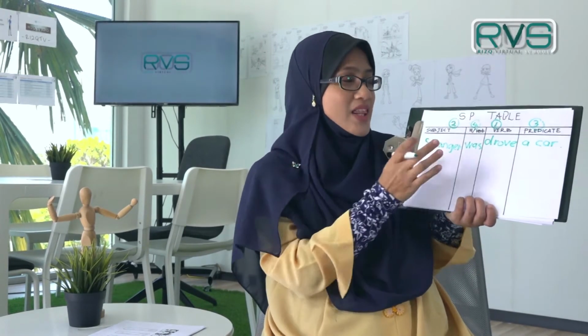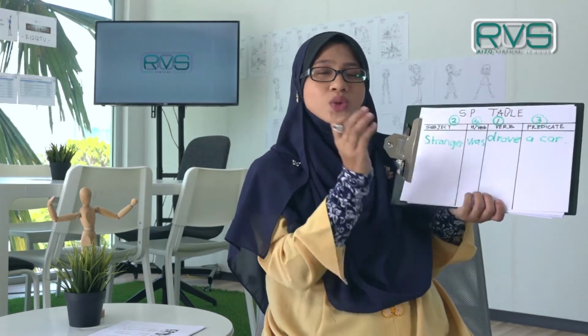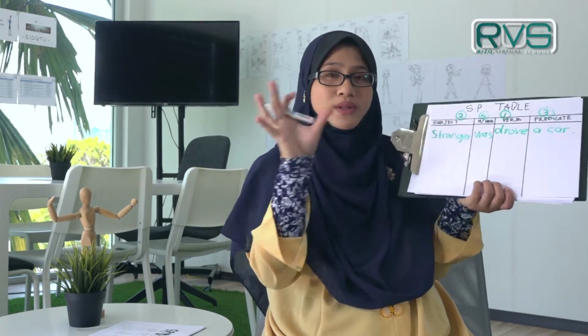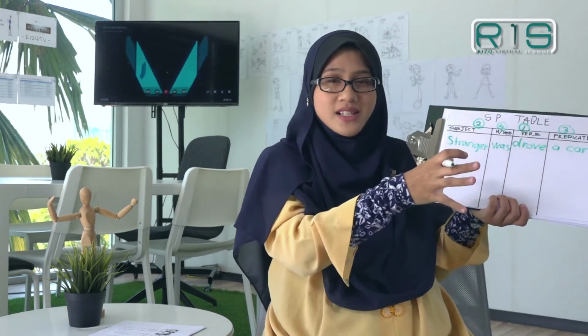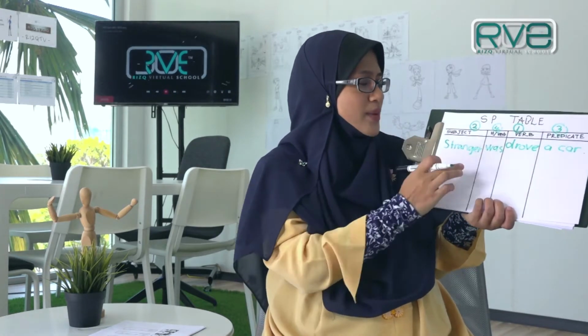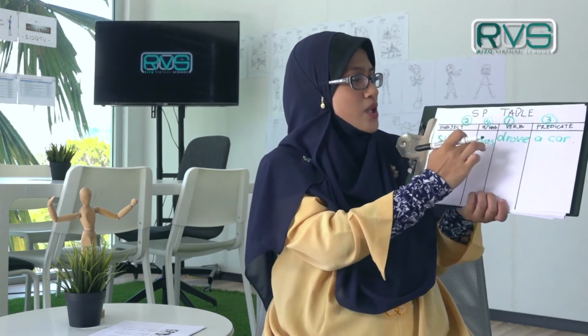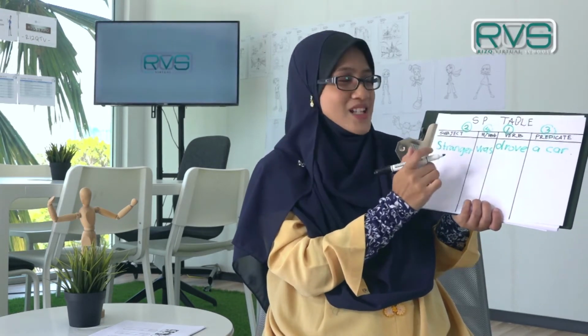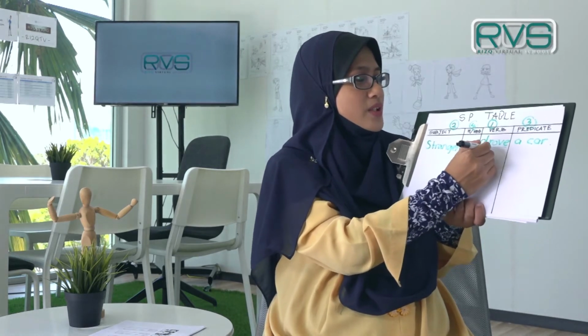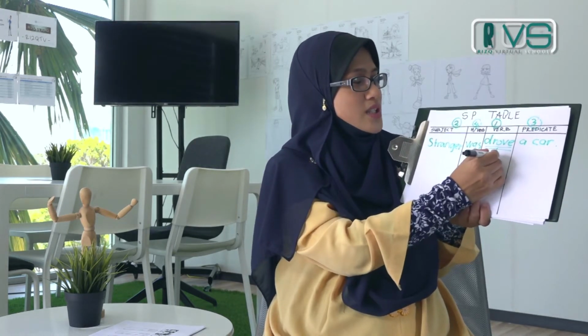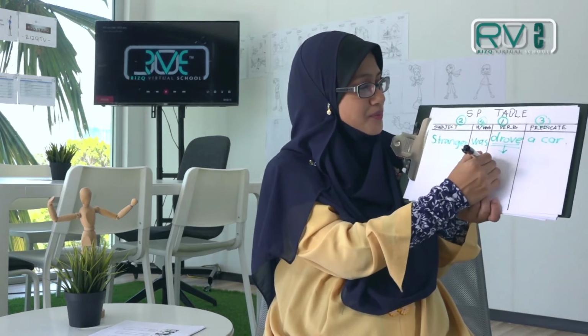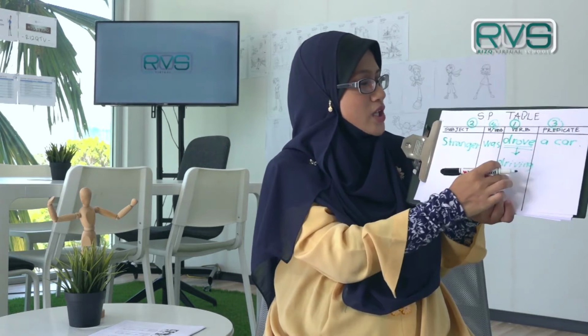That is why this table is helpful for you to ensure that your grammar will not be jumbled up. The tenses, the ing, everything. So let's try again. Stranger drove a car or stranger was driving a car. Yes, very good. So now you can see, you can just change your grammar here for the verb into driving. Okay, so you can see here, stranger was driving a car.